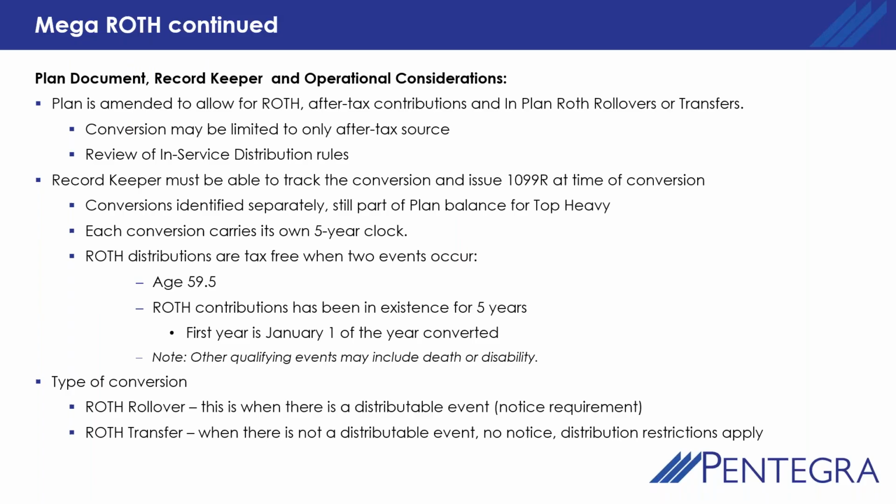5-year clock. The reason why that's important is because a Roth distribution isn't tax-free until 2 events occur: until the participant is age 59.5, and then the other piece is that Roth contribution has to be in existence for 5 years. So if a client converts in March of 2025, their clock is going to start on January 1st of 2025. That needs to stay in there for 5 years until they take the money out and are age 59.5. If the next year they decide to do another conversion, well, that clock is going to start in 2026.